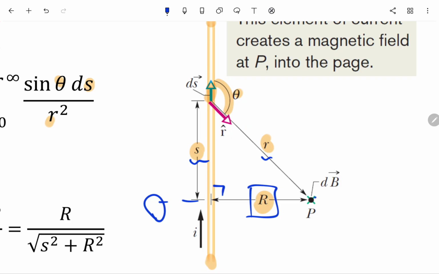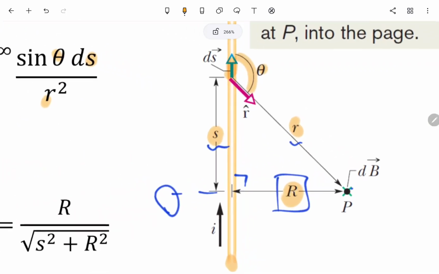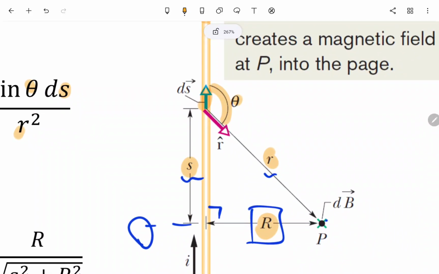So of course this is a right angle triangle. By the Pythagorean theorem, we can have small r to be the square root of s squared plus capital R squared. And then for the sine of theta, okay, so this is the sine of theta. We would need the sine of theta. So this one will be pi minus theta.